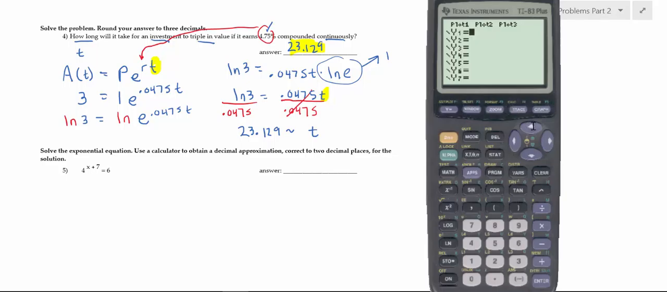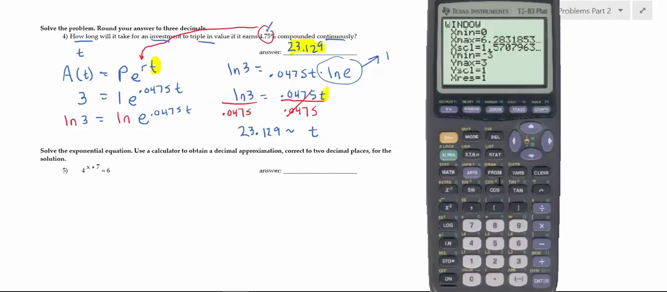So one thing you could do is you could put in this basic thing here. You could put in e raised to the 0.0475t, but of course you'd have to use x to do that. So that's going to be an exponential growth function going like this. And then you could put 3. Okay, so what you would end up having is this kind of thing.